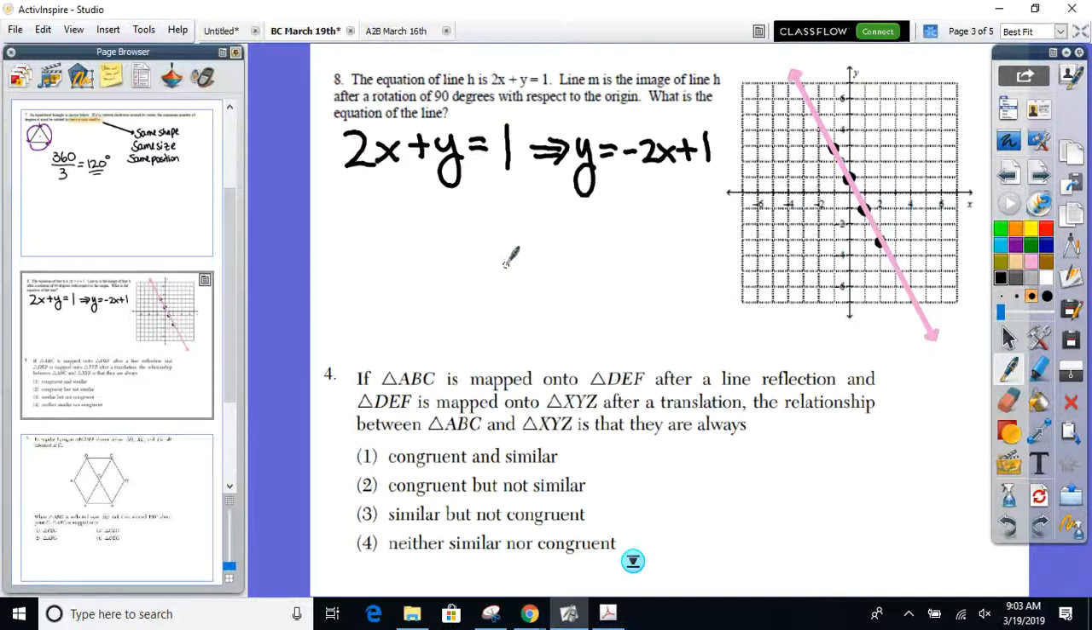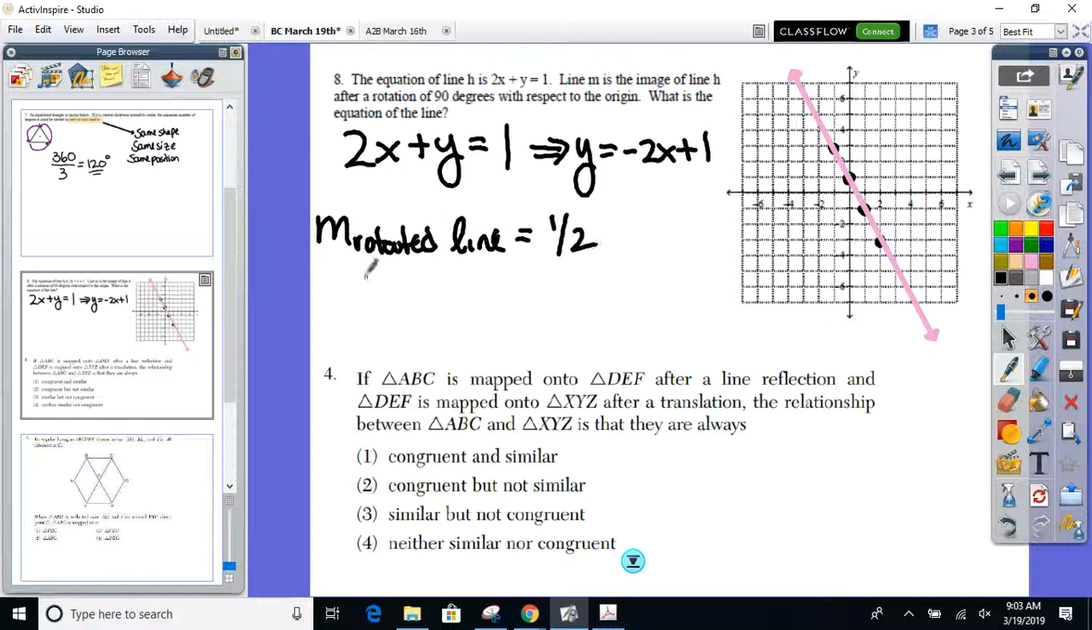Slope of this line? No. This line right here, the one we were given. -2. What's the slope of my rotated line? 1/2. So I know the slope of my rotated line is 1/2. How do I find the y-intercept?